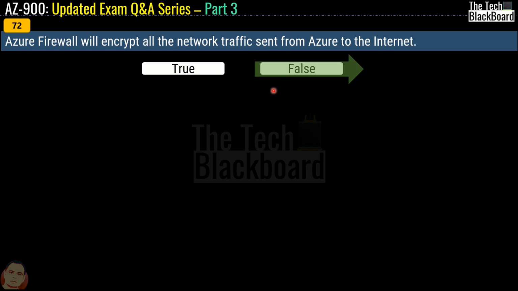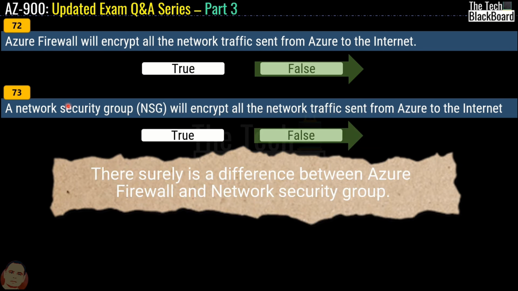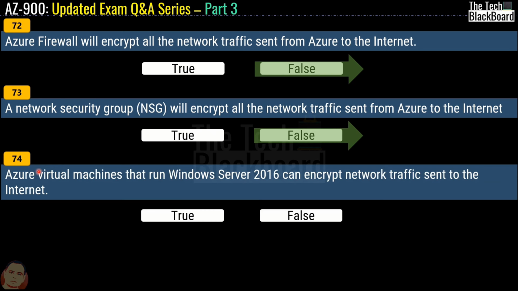Moving ahead with question number 73, it says a network security group, or NSG, will encrypt all the traffic sent from Azure to the internet. The correct answer for this question again is false, and this is because a network security group does not encrypt network traffic. It actually works in a similar way as the firewall, so it allows or blocks traffic based on source or destination IP address, ports or protocol, similar to what we saw in question number 72. And with that, let's move to question number 74.